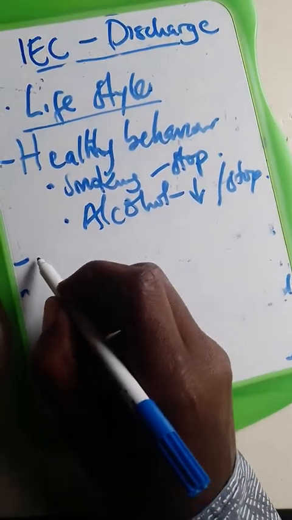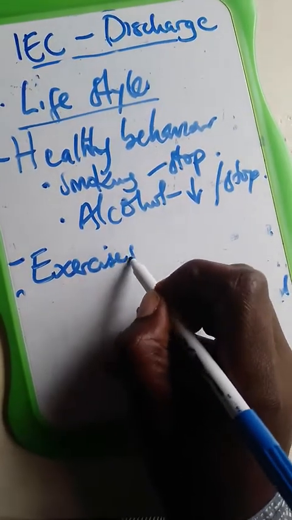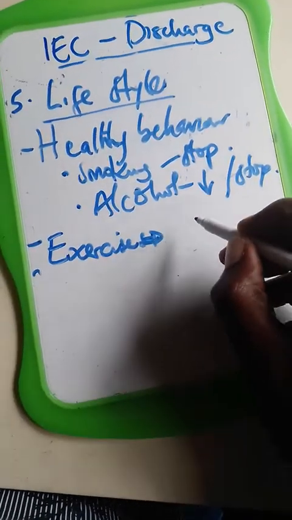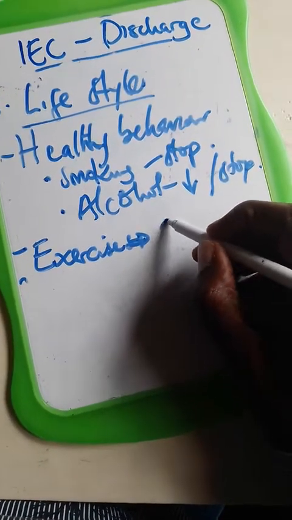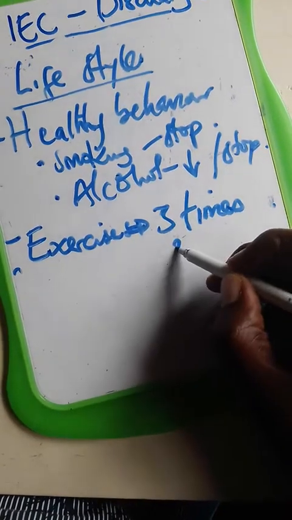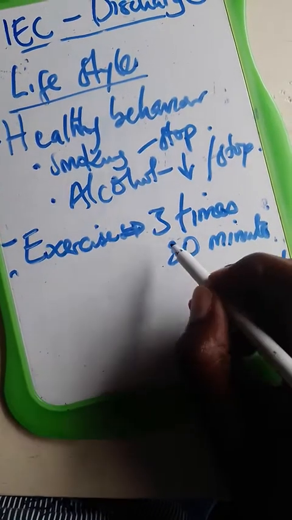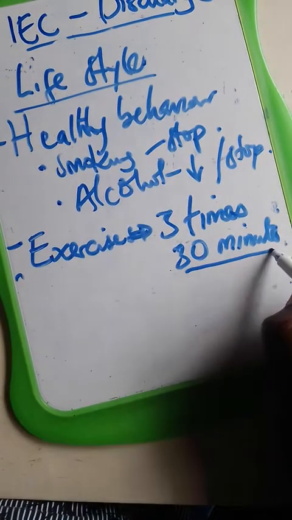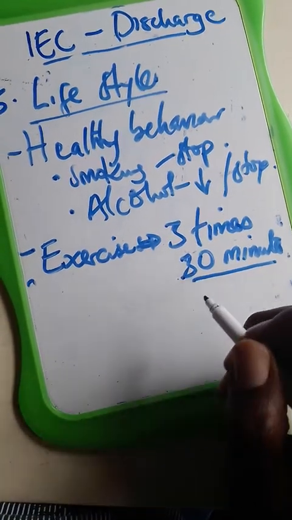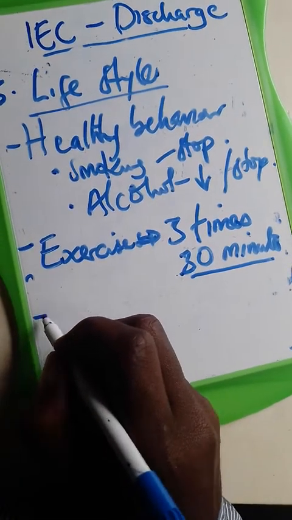Then another part about lifestyle is exercise. You'll find that most people do not exercise. Depending on the condition, you'd tell the patient to exercise maybe 3 times a week, for at least 30 minutes each time, so that they recover quickly, because exercise really improves somebody's lifestyle.